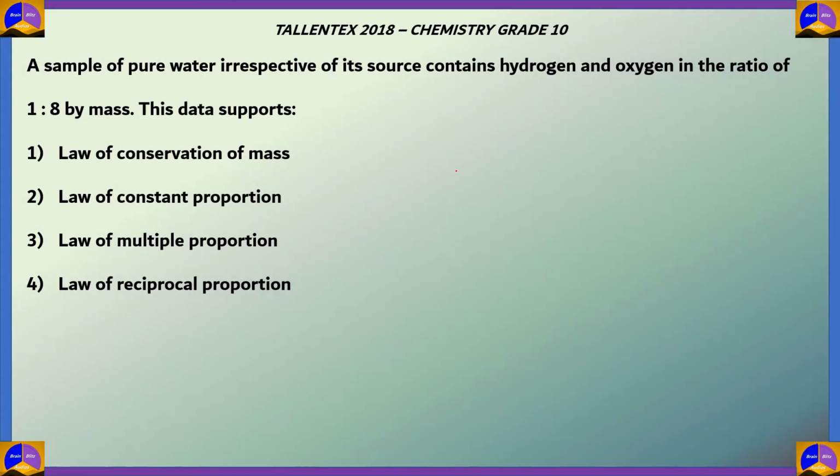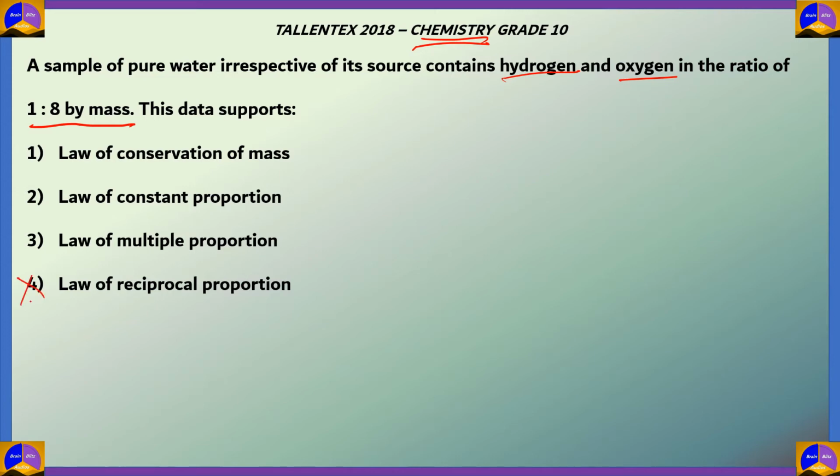Let's look at this question. This question is from chemistry. A sample of pure water, irrespective of its source, contains hydrogen and oxygen in the ratio of 1:8 by mass. This data supports law of conservation of mass, law of constant proportion, law of multiple proportion, law of reciprocal proportion.